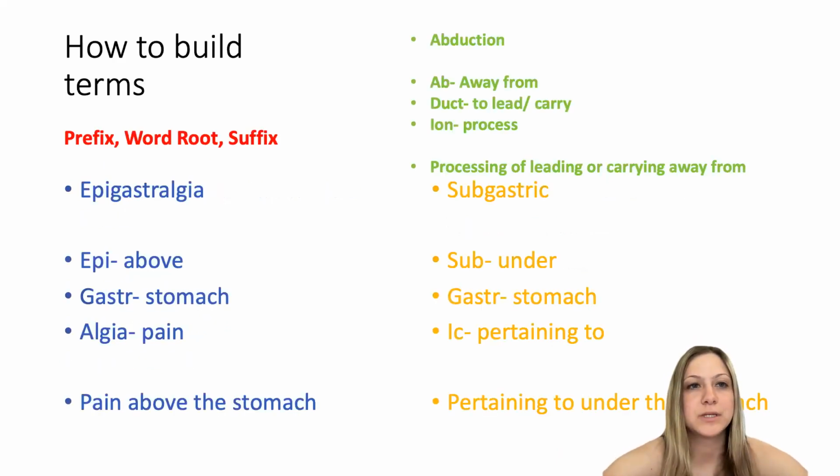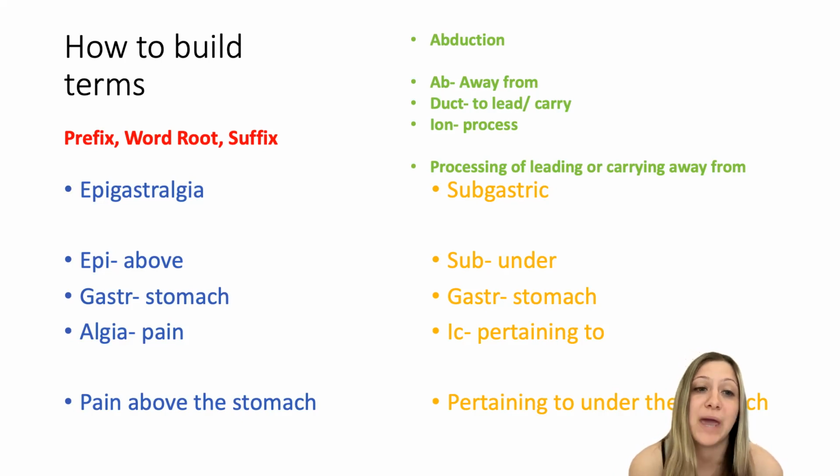How to build terms. What you want to do when you are building a term is make sure there's a prefix, word root, and suffix. Sorry, I've tried to get these words down, but some of them I don't know how to say still, like this one. Epigastralgia, I think. Anyways, the prefix is epi, which means above. The word root is gastric, means stomach, and algia means pain. So that word means pain above the stomach.